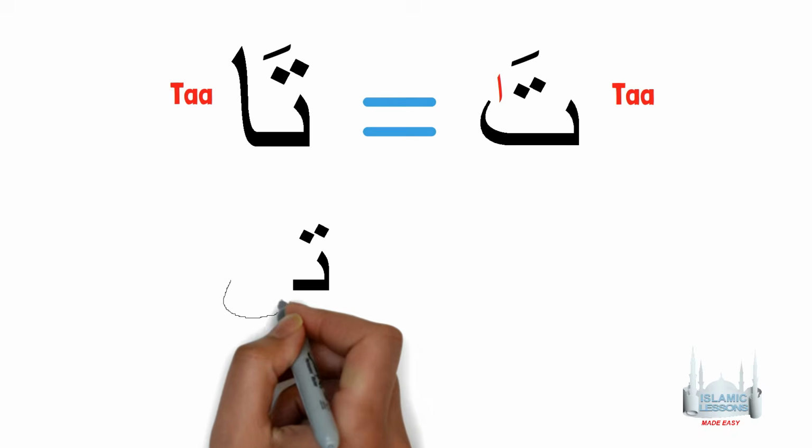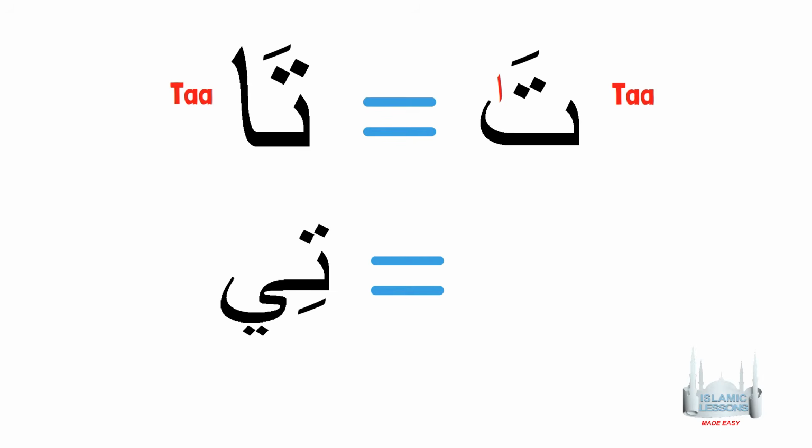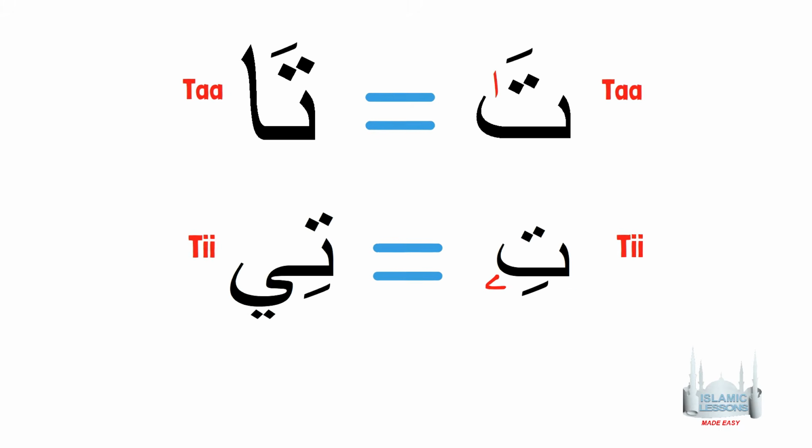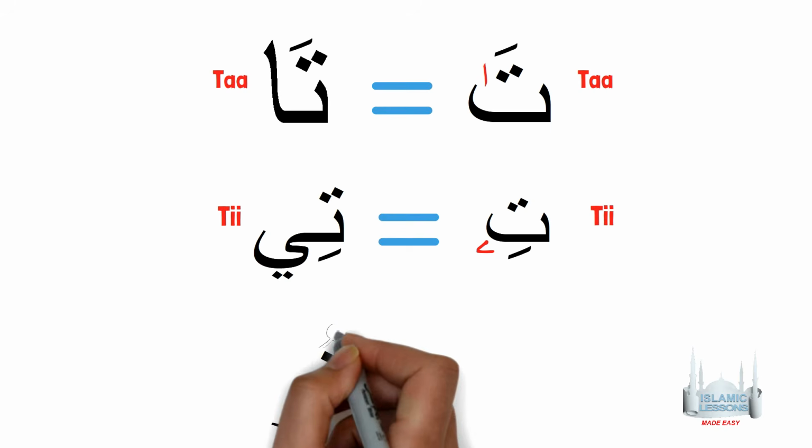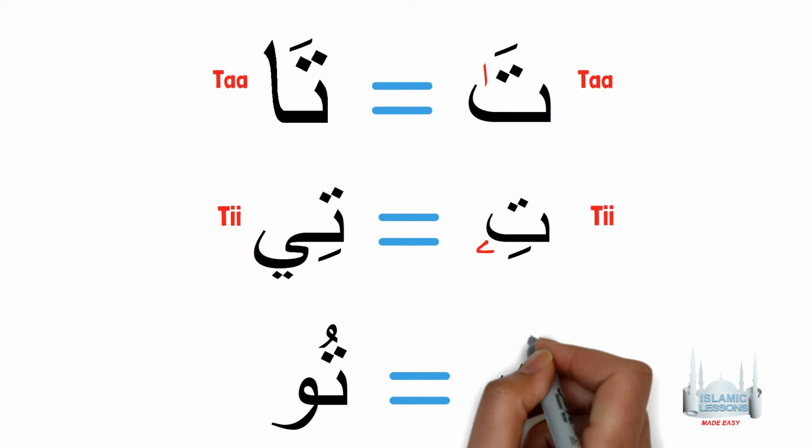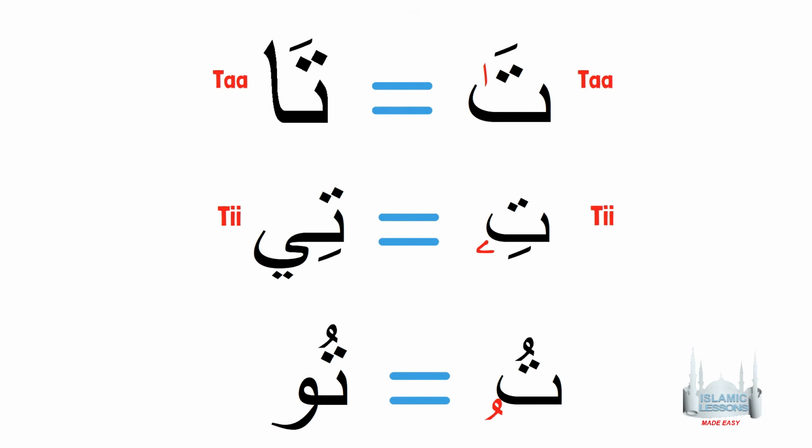Instead of writing this like this, it is written like this. It is pronounced the same, but instead of the long ya, they place this small looking ya here. They both read as tii, stretching them for 2 counts. Instead of writing this like this, it is written like this. It is pronounced the same, but instead of the long waw, they place this small looking waw here. They both read as tuu, stretching them for 2 counts.